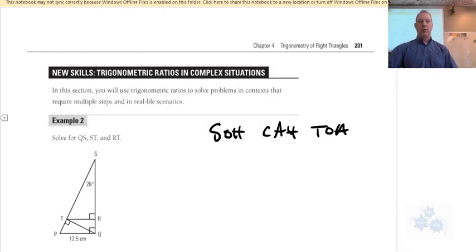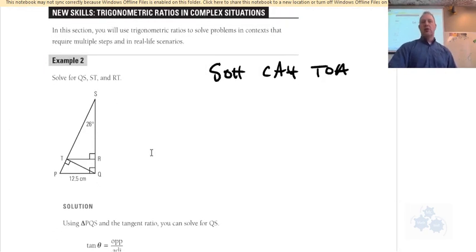So for example 2, look at this one. This one's pretty tricky. We have 1, 2, looks like 3 or more right triangles that we have to consider here. So if that's the case, we kind of need to find little bits and pieces that we can, and then use those bits and pieces that we find to find other things. That's why it's more complex. There's more steps involved. So I want to ask you this. Do you guys know what this means when they say solve for QS? Do you know what that means?